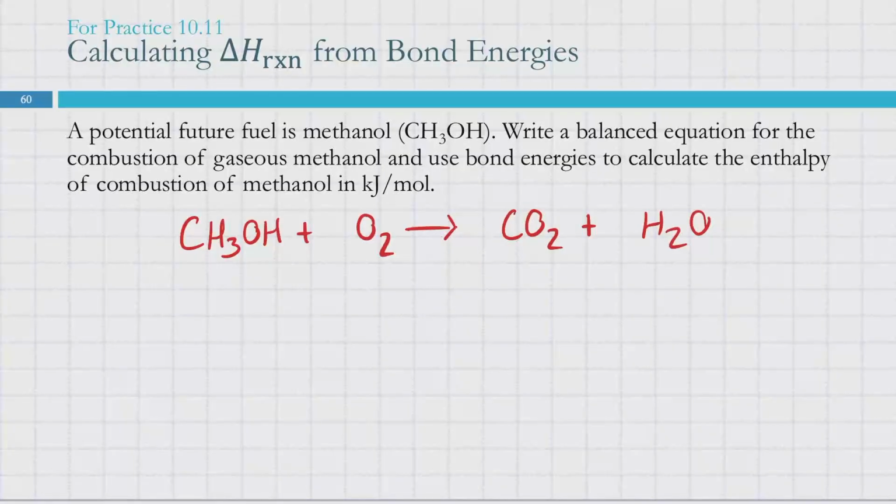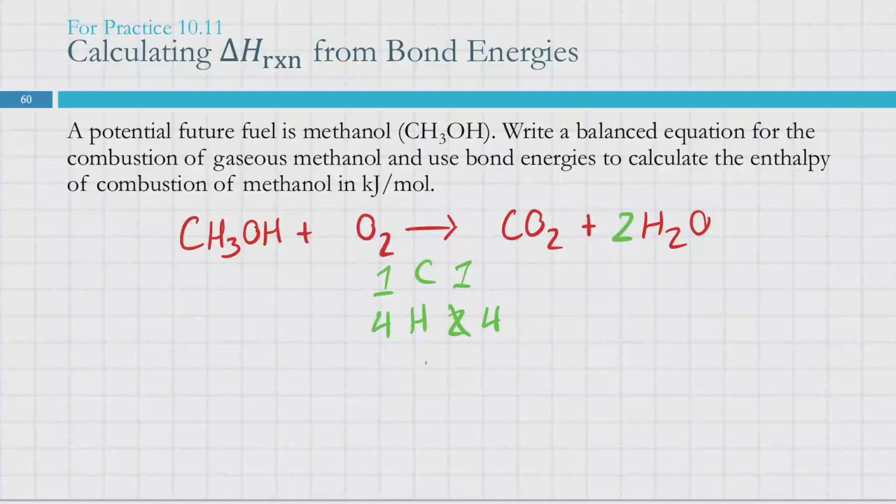We'll also have to balance it. For our carbons, our carbons are already balanced. We've got 1 and 1. The other element that occurs in one chemical on both sides is our hydrogens. We've got 4 in our methanol. We've got 2 in our water. To get those to balance, we need a coefficient, a number in front, of our water of 2. So 2 times 2 gives us 4 hydrogens.